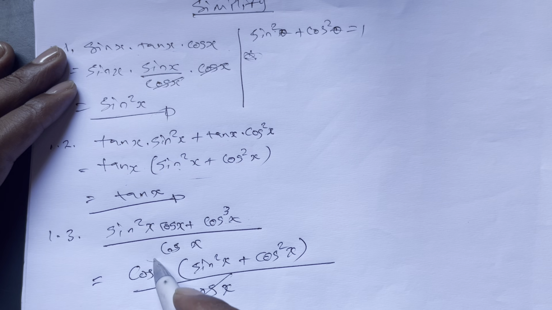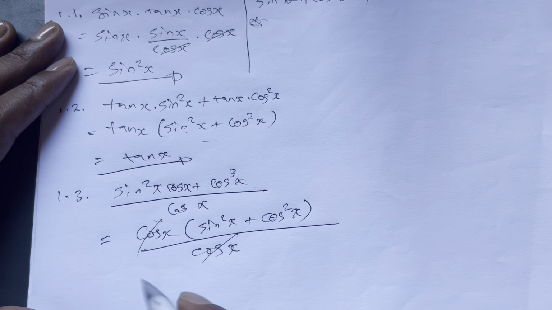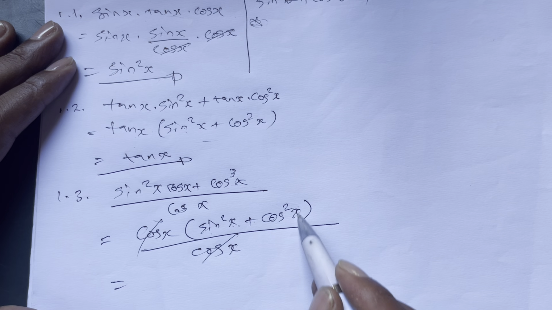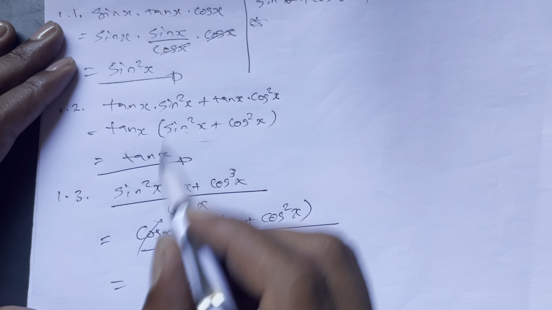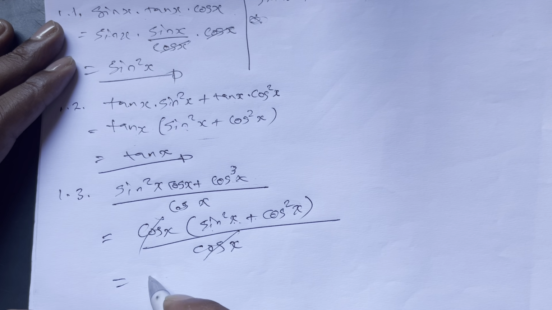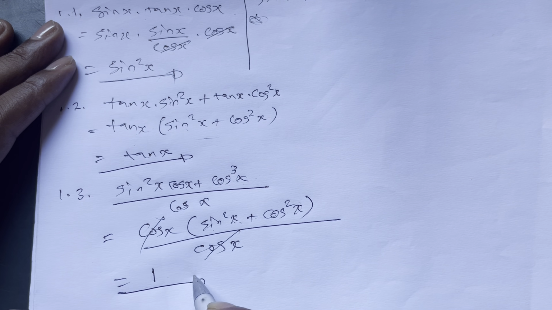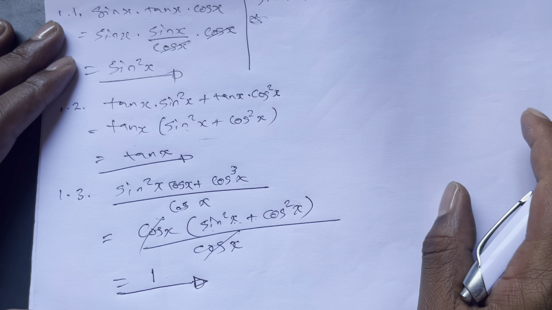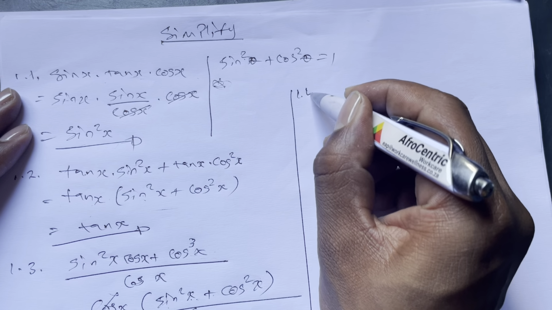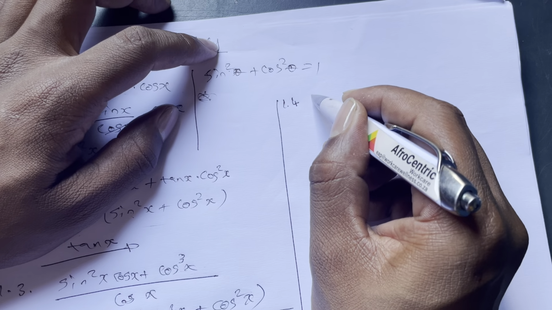So cos x and cos x reduce to 1. Therefore, sine squared x plus cos squared x will give you 1. So as we have discussed it there, then you get 1, right? That's your answer. Let's do 1.4.